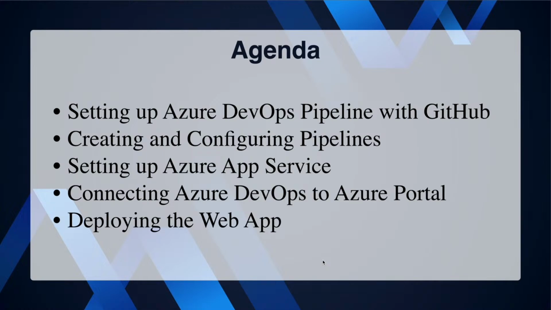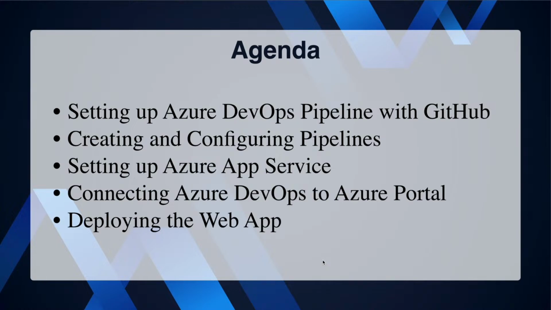Next, we will connect Azure DevOps to Azure Portal so that our app can be deployed automatically. This connection ensures a smooth and automated deployment process whenever we trigger our pipeline.